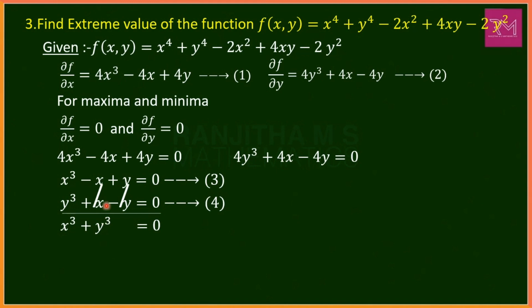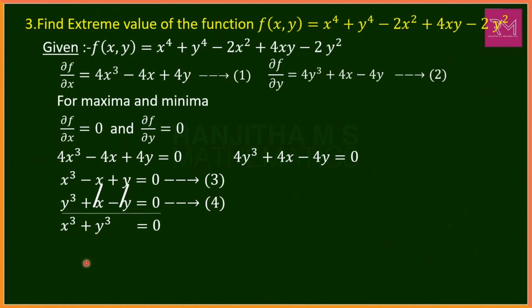Understand this procedure. Here to cancel these terms, if we add these two equations, we get the first term as x cube plus y cube, here minus x plus x gets cancelled, here plus y minus y gets cancelled, we get the value as x cube plus y cube is equal to 0. Here x cube plus y cube is equal to 0, this is of the form a cube plus b cube.